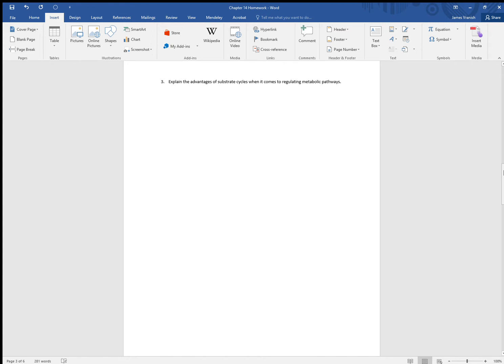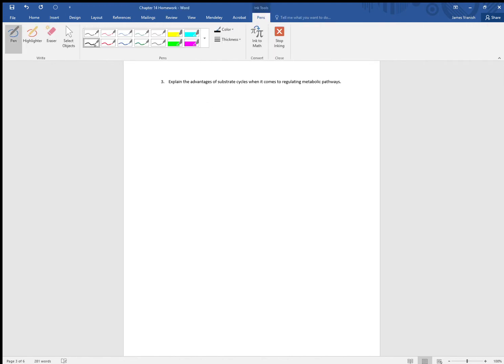So just to review, first of all, metabolic flux, J, is just the forward velocity of our metabolic pathway minus the reverse velocity. All right, that's all it is.